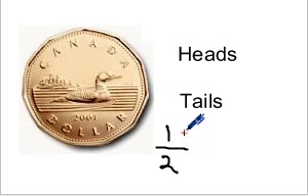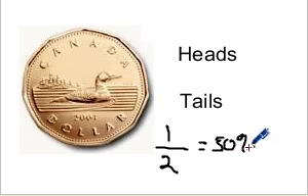So 1 is the outcome that you're looking for, the heads. 2 is the total number of possible outcomes. And there are two possible outcomes, heads and tails. So the probability of getting heads is 1 out of 2, which could also be expressed as a percent or as a decimal. Okay, so probability can always be expressed as a fraction, a percent, or a decimal.